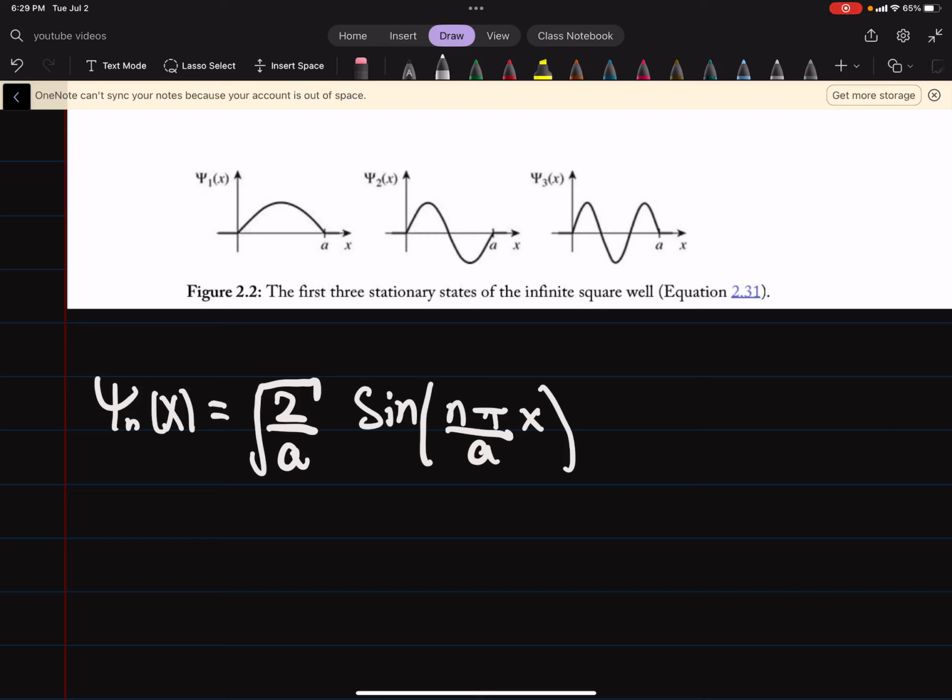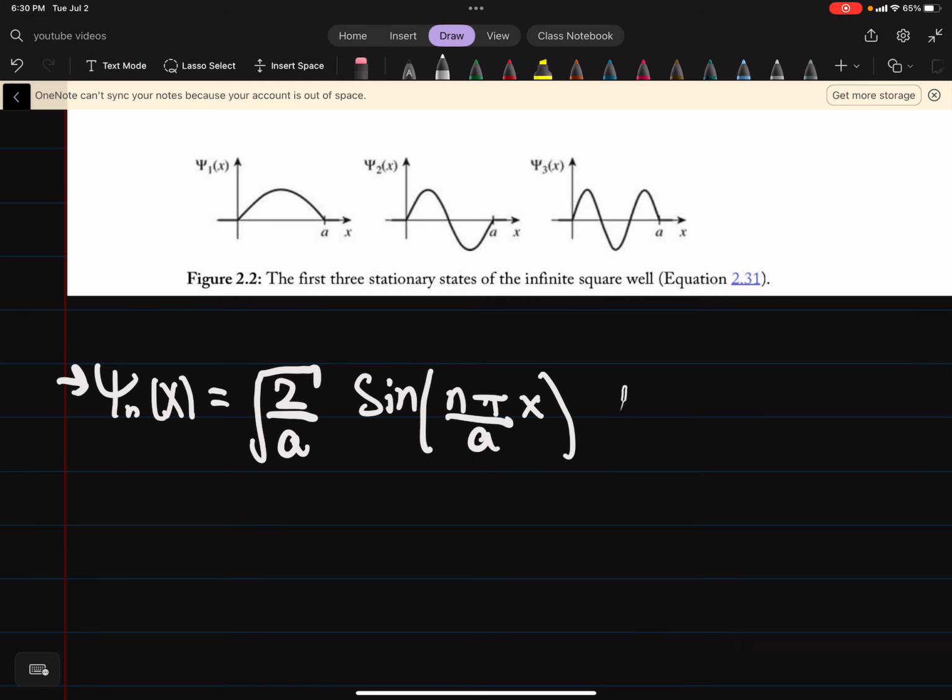Okay, so this is still 2.2 out of Griffith's quantum mechanics, where we're talking about the infinite square well. And in the last video, we solved the time-independent Schrodinger equation and got these sets of solutions. So n here is a natural number. So we actually have infinitely many sets: 1, 2, 3, so on and so forth. So we have our sets of solutions here, and there's a few things we want to discuss about the solution.